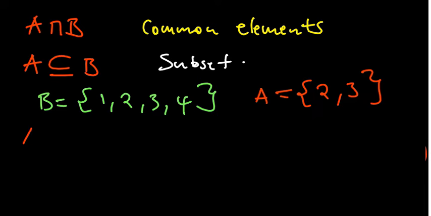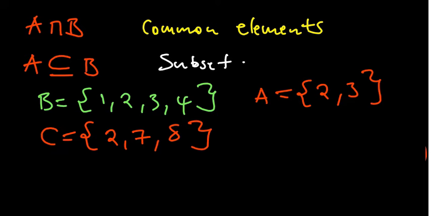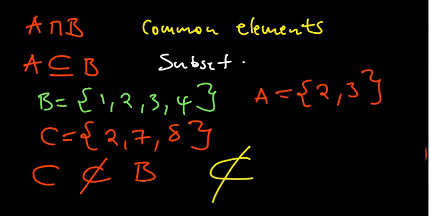If something is not a subset, let's say we have set C, which is made up of 2, 7, 8. Of course we agree 2 is part of B, but 7 and 8 are not part of set B. So in this case we can say that set C is not a subset of B. This is a symbol for not being a subset. You write the subset symbol and then put a line across it. So that's a symbol for not being a subset.